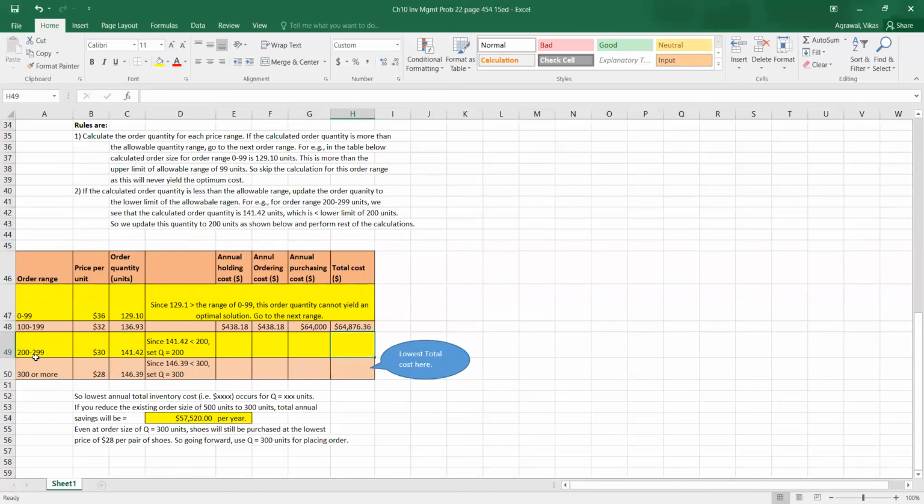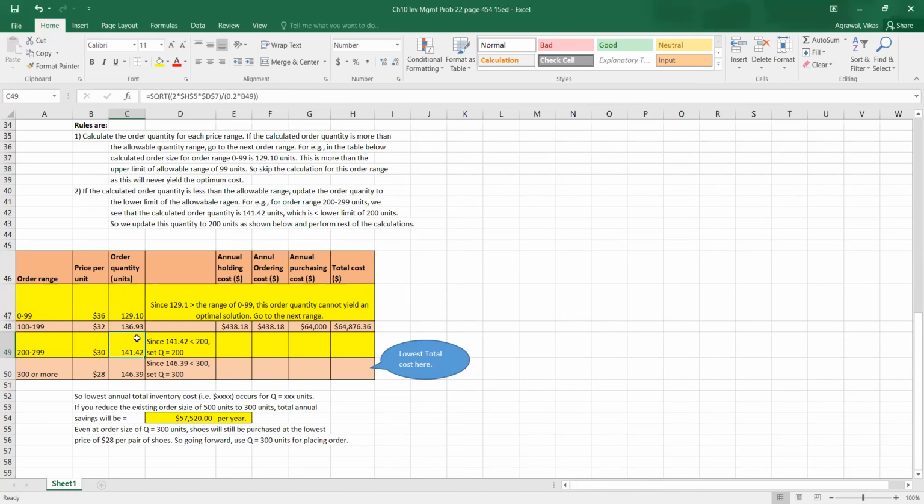So the next range is 200 to 299. So I calculated here the ordering quantity, which is 141. Now the rule is, if this ordering quantity, not the ordering cost, the ordering quantity, is less than the given range, then you update Q to the minimum value of that range. So here, since 141.42 is less than 200, that is the minimum value of the range, we're gonna set Q equals to the minimum value of that range, which is 200 units. Okay, so this Q becomes 200 units here because the calculated Q is less than the minimum value of the range. So if calculated Q is more than the maximum value of the range, you go to the next one.